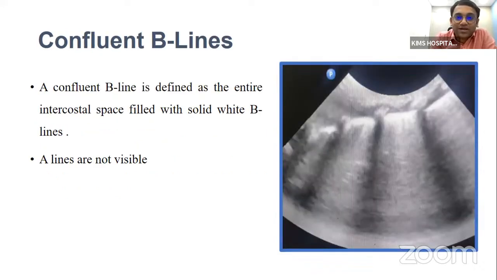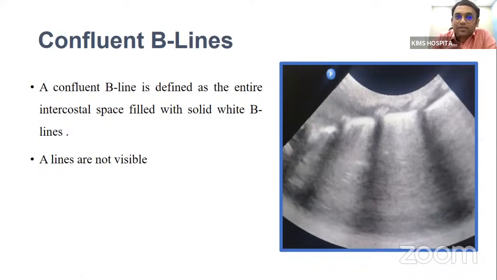So the abnormal B lines include the confluent B lines. Confluent B lines is where the entire intercostal space, the entire pleural reflection, has solid B lines and the A lines are not visible. Previously we have seen simple B lines, just like a laser-like thing. This is the intercostal space, where previously we saw just 1, 2, 3 lines. Now in confluent B lines, the entire intercostal space is a solid white B line. We cannot see any laser-like things. The entire intercostal space is completely solid white, and we don't see any A lines.